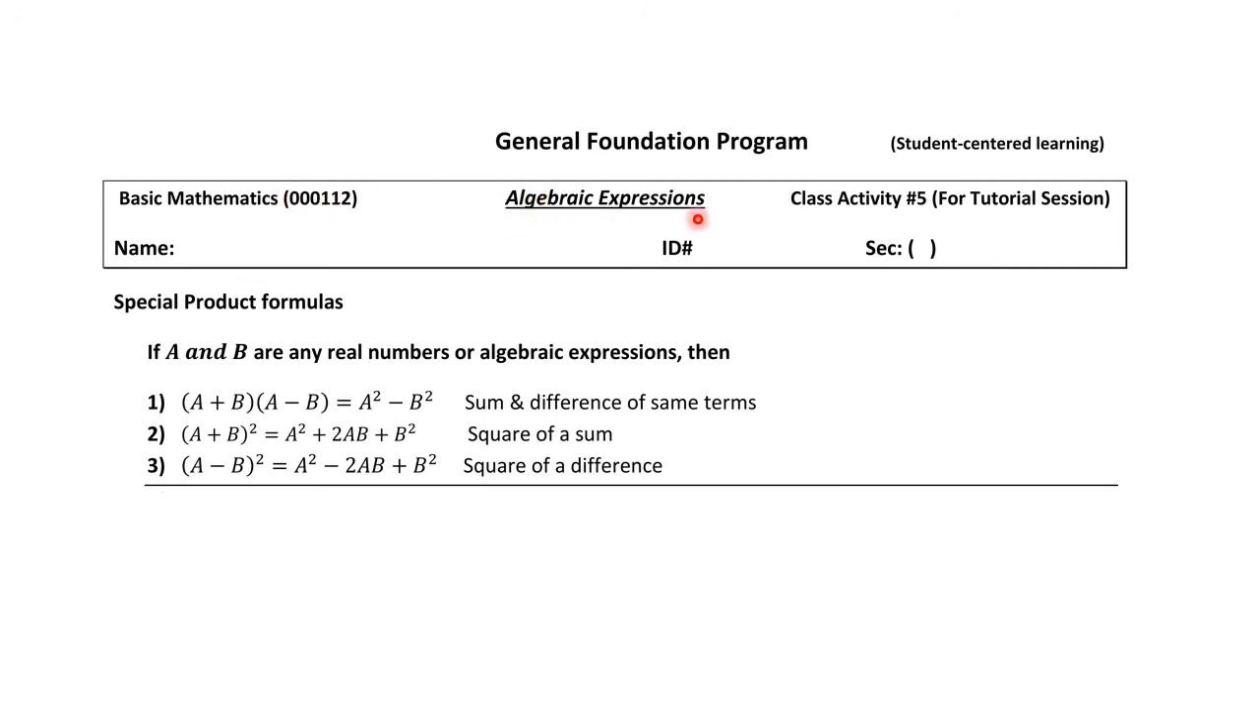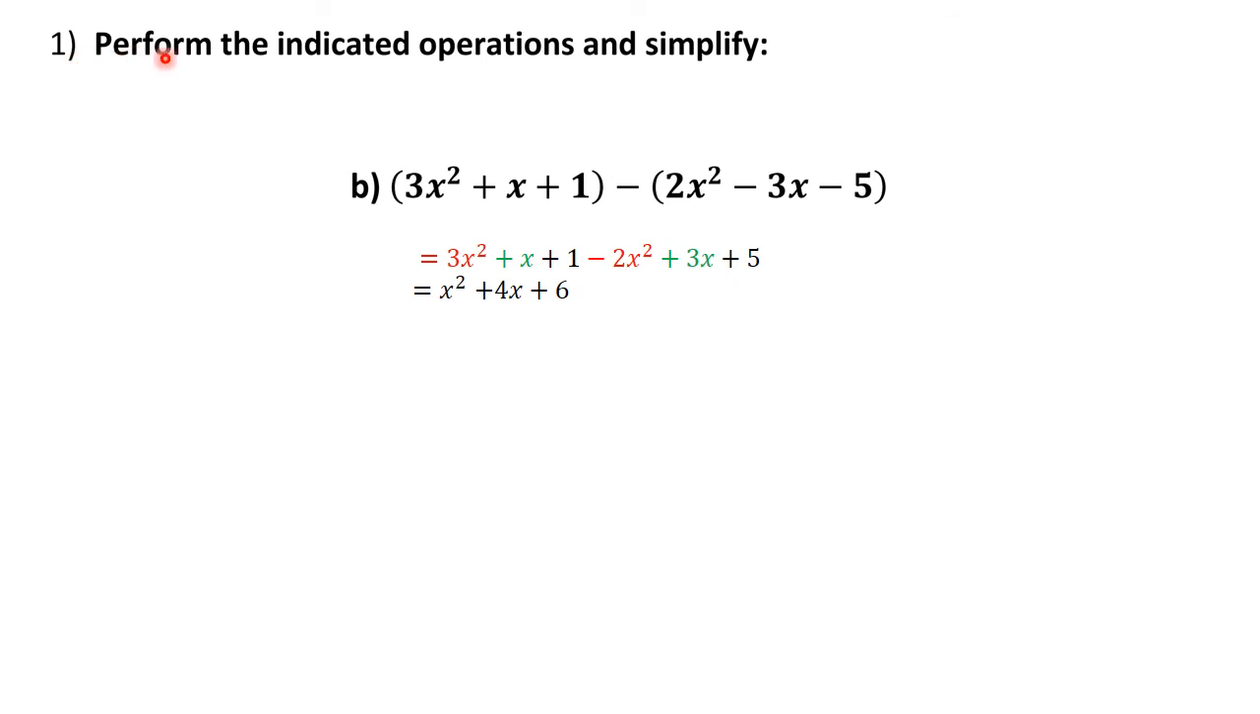Algebraic expressions, class activity number 5. So these are the formulas you have to keep in mind when you are solving the questions. Question number 1. Perform the indicated operations and simplify. Part B. 3x squared plus x plus 1 in brackets minus 2x squared minus 3x minus 5 in brackets. Step number 1. Remove the brackets.